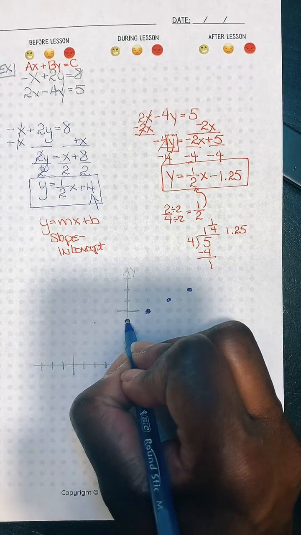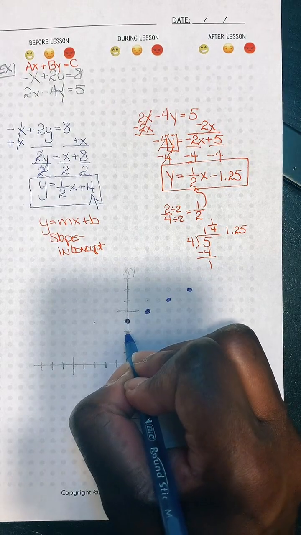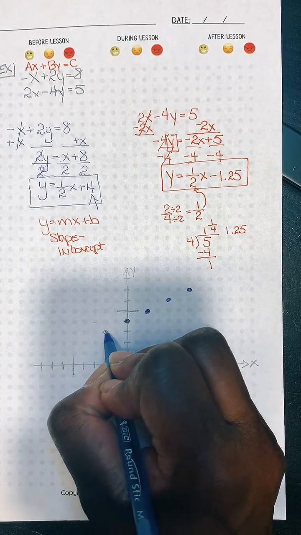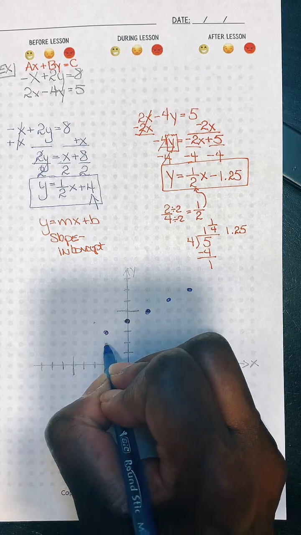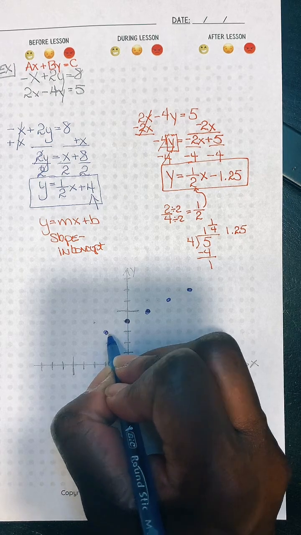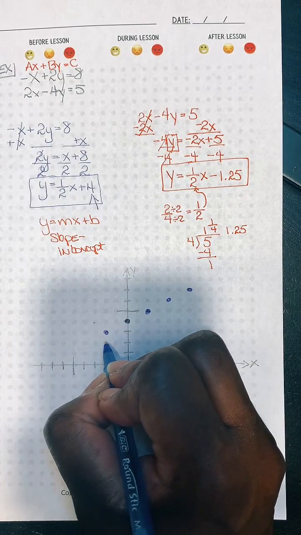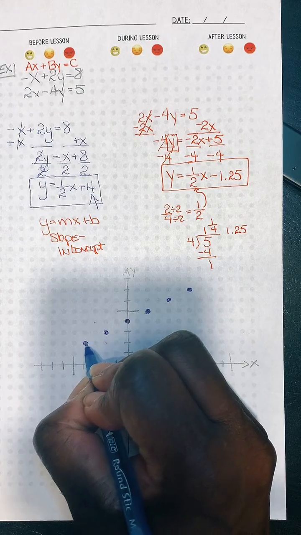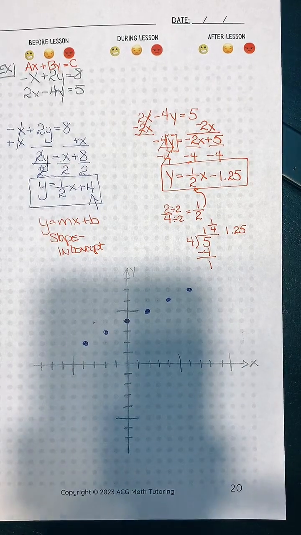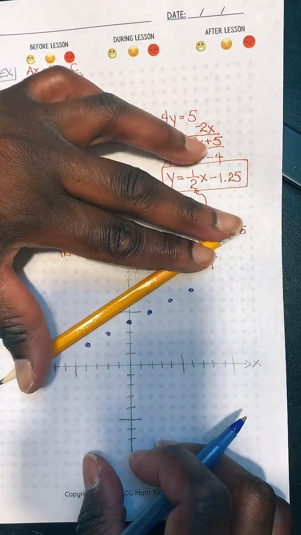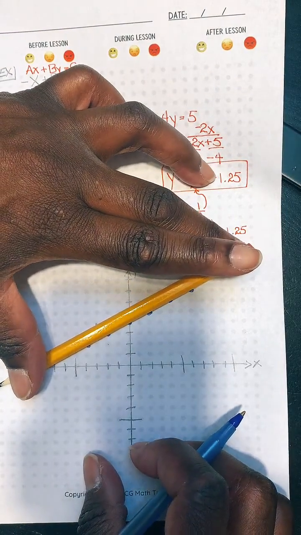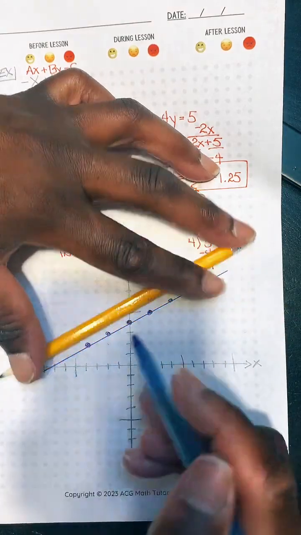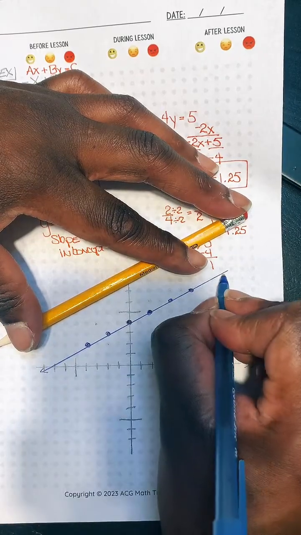If I want, from my starting point, I could go down 1 and to the left 2. Notice that's still on the same line. All I need to do is make it double negative, going down 1 and over to the left 2. A negative times a negative still gives me a positive slope. So if you're good with going one way, you can go one way. Then I draw my line.